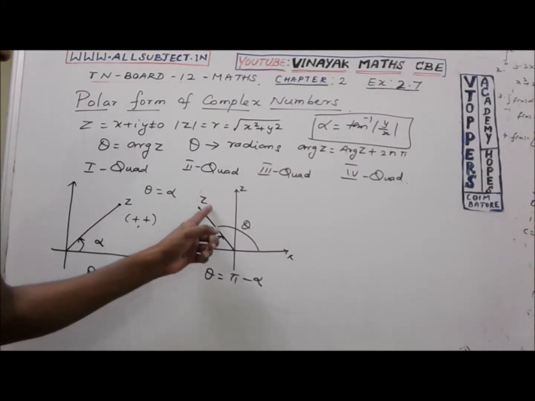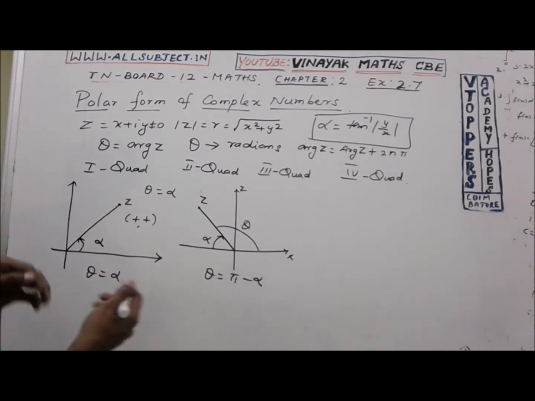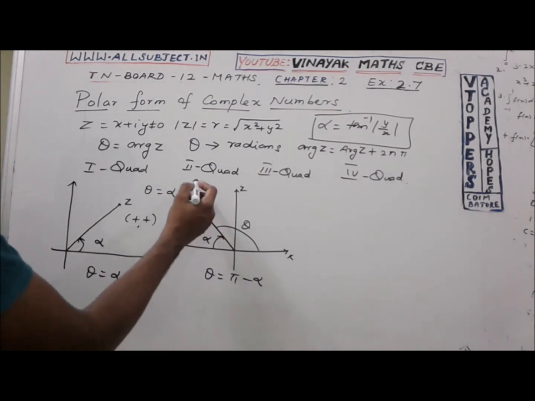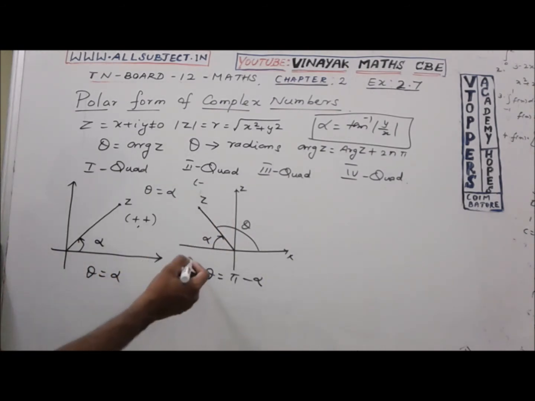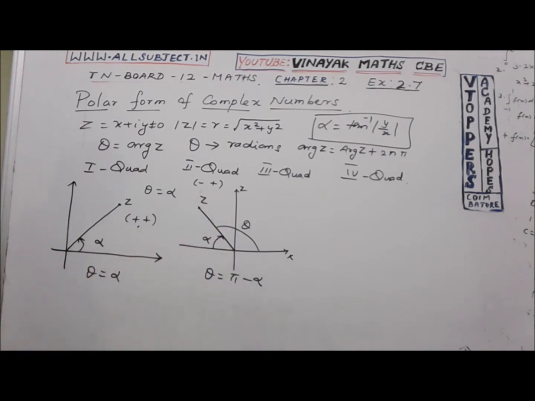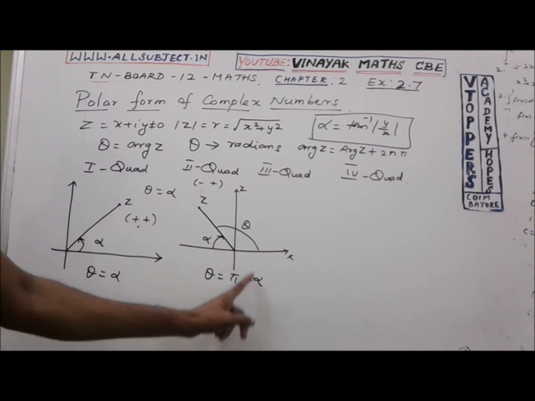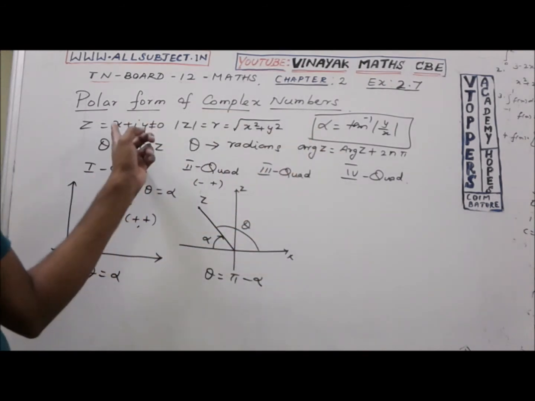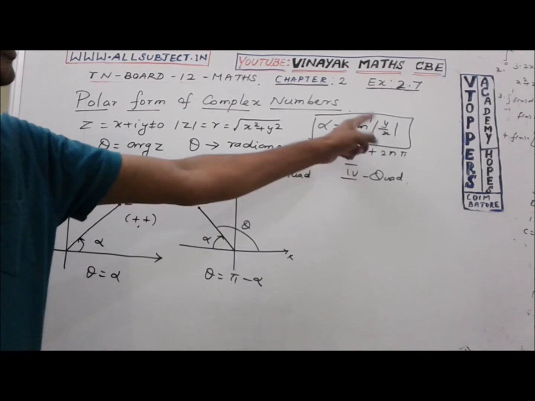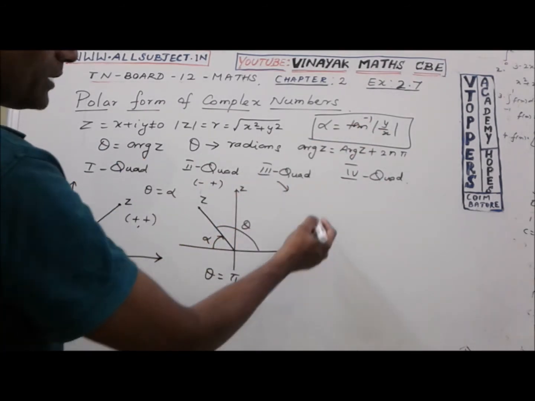So if the complex number lies in the second quadrant, theta will be equal to pi minus alpha. If the real part is negative and the imaginary part is positive, then we can consider that the given complex number lies in the second quadrant. In those cases, theta is calculated by pi minus alpha. Alpha we can calculate using the real and imaginary parts, alpha equal to tan inverse of y by x.